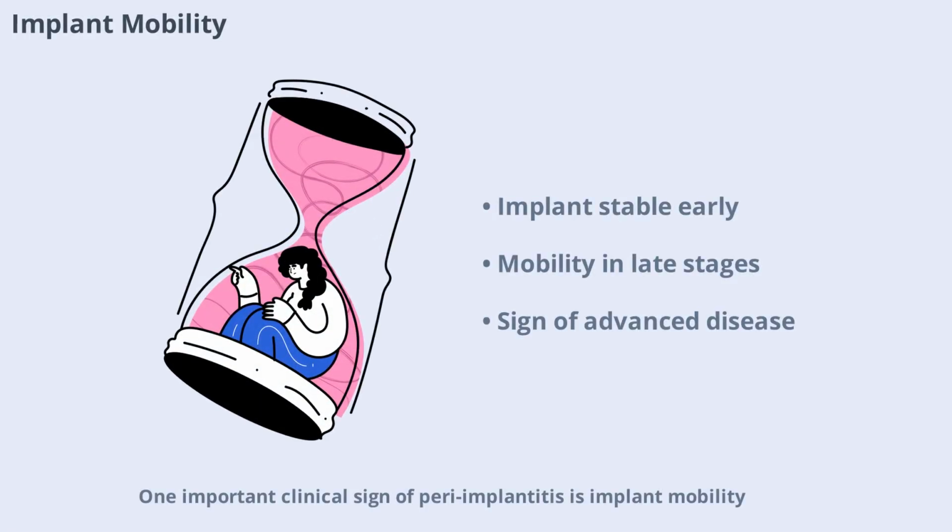One important clinical sign of peri-implantitis is implant mobility. However, it's important to note that the implant usually remains stable until the disease is quite advanced. In the early and moderate stages, the implant is still firmly anchored in the bone, and mobility is not detected. Only when a significant amount of bone has been lost does the implant become loose, which is a sign of late-stage disease and often indicates a poor prognosis.